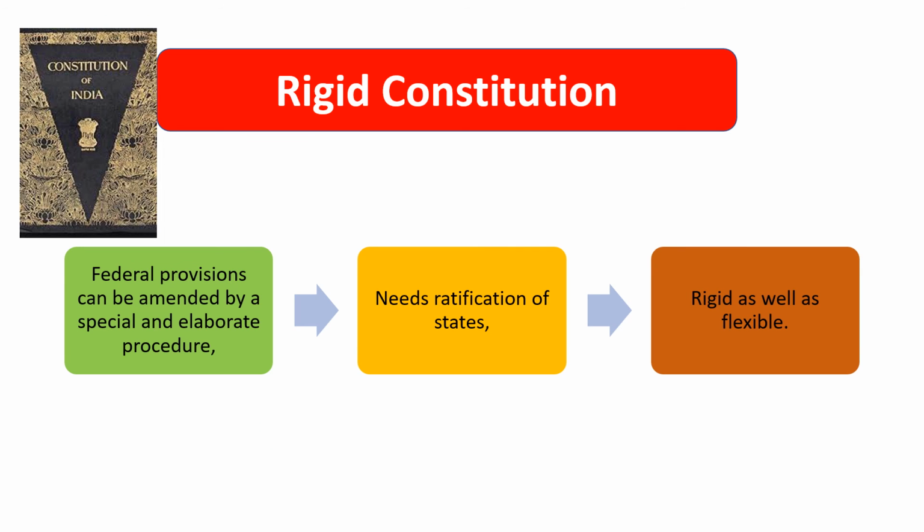The last essential feature of a federal constitution which we are going to discuss is the rigidity of the constitution. A constitution which cannot be amended easily is characterized as a rigid constitution. The Indian constitution is amendable not by ordinary legislative process but by a special and elaborate procedure. The Indian constitution can thus be characterized as a rigid constitution. Especially, the federal provisions of the constitution cannot be amended by the parliament without the ratification by states.